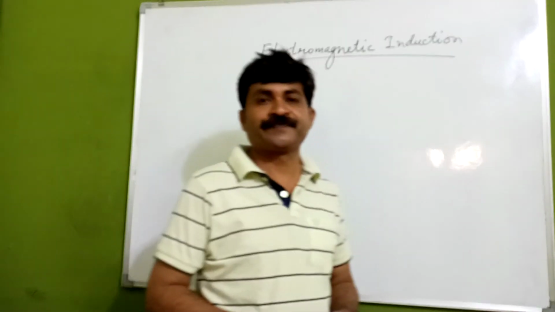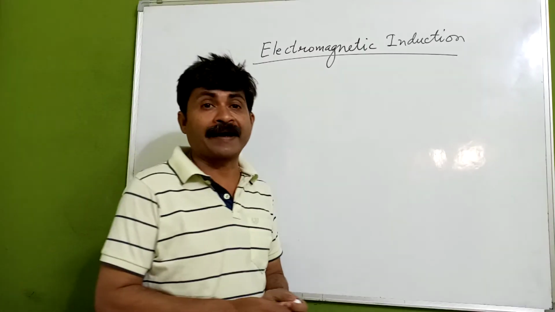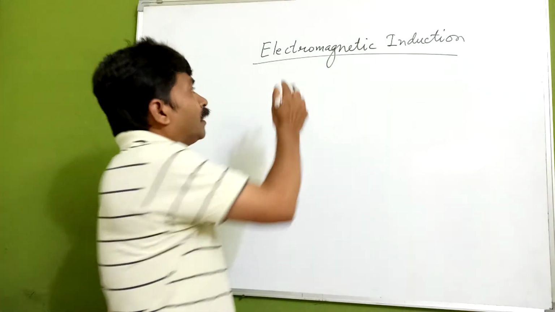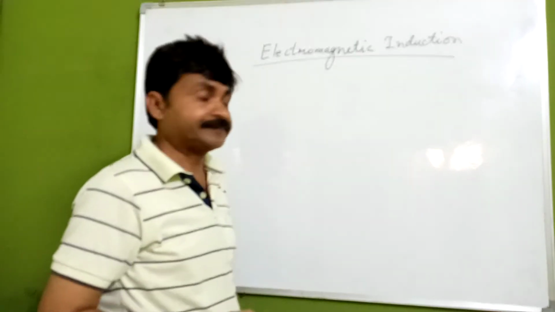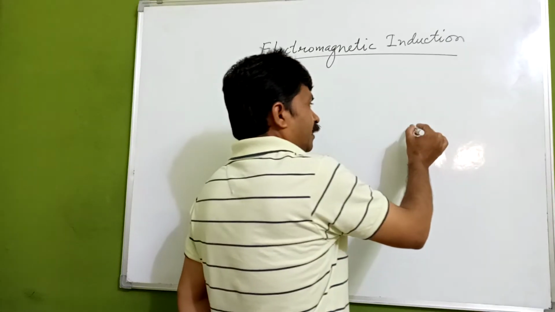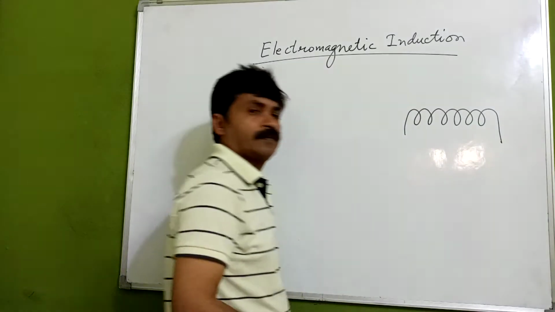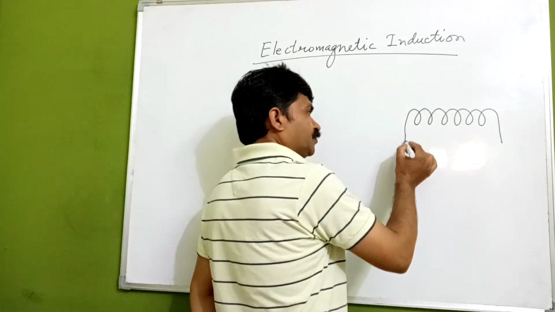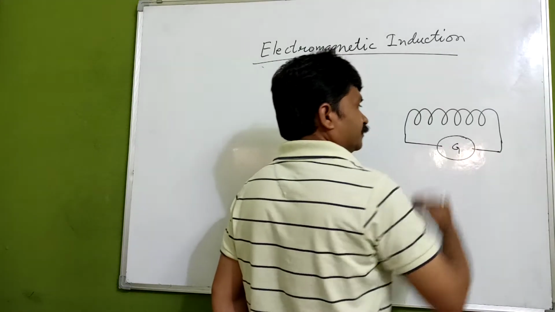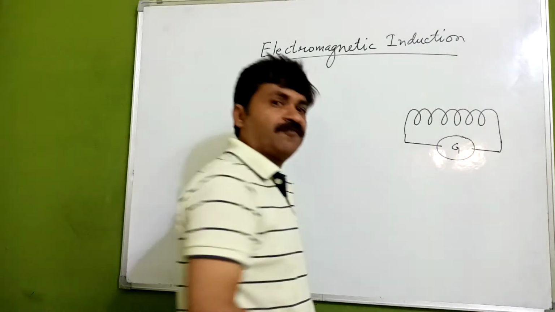Yes, students, here we are going to discuss electromagnetic induction. Electromagnetic induction means two things are in use: one is electricity and one is magnetism. Now what happens if we have one coil like this, which we have connected with a galvanometer. The galvanometer gives the indication of the flow of current.